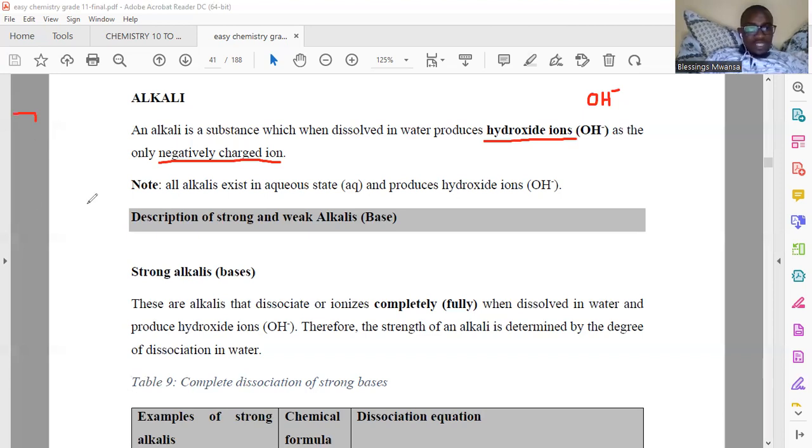If this is my container, the only negative that I should be able to see in the container if I'm dealing with a base is hydroxide, OH negative. Of course, there will be other things, but the only negatively charged particle I should be able to see in a container is hydroxide. That is what they are trying to say here.